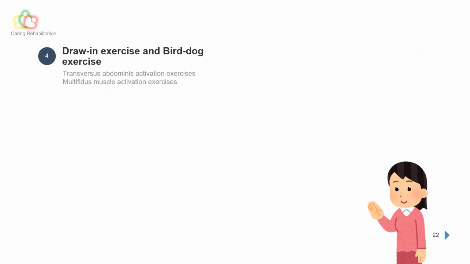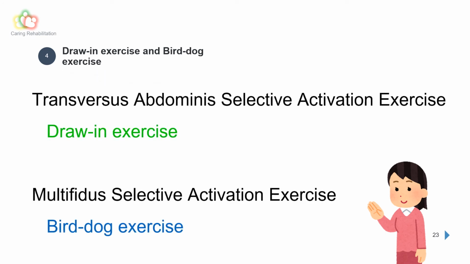Draw-in exercise and bird dog exercise. Now I will show you some specific exercises to prevent low back pain. One is the draw-in exercise, which is an exercise that selectively activates the transversus abdominis. The other is the bird dog exercise, which is an exercise that selectively activates the multifidus muscle.